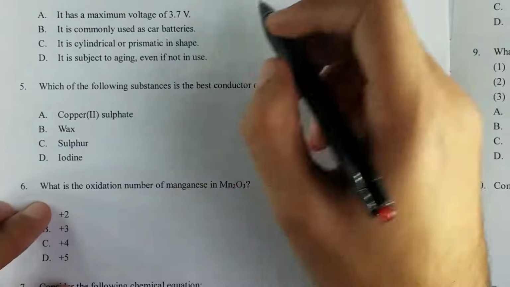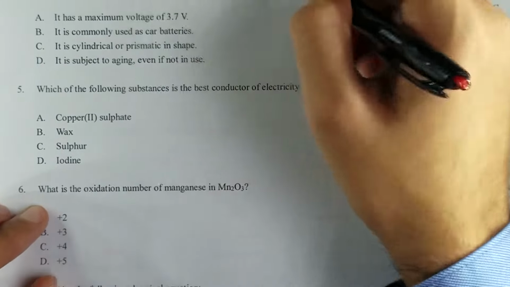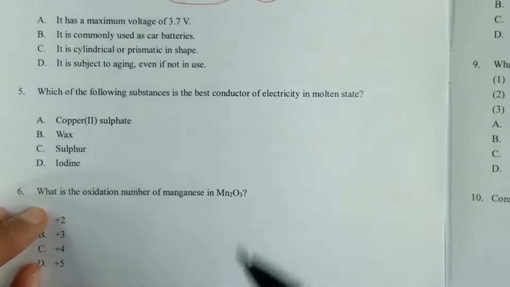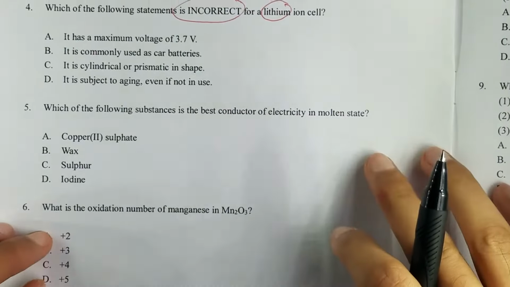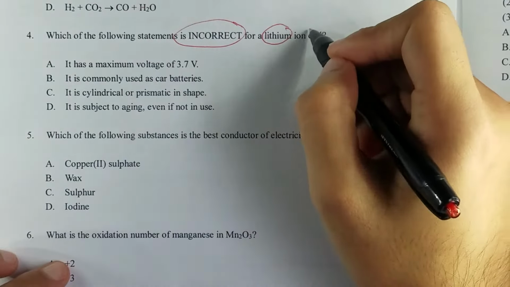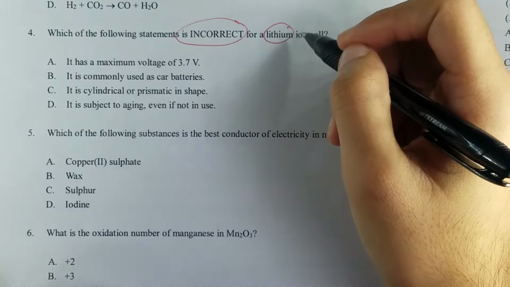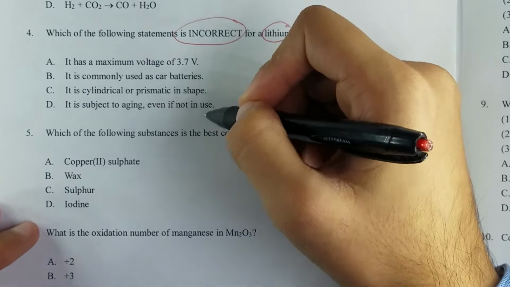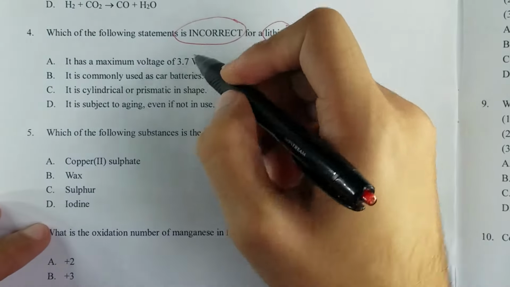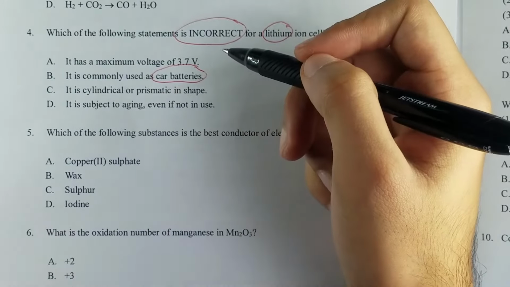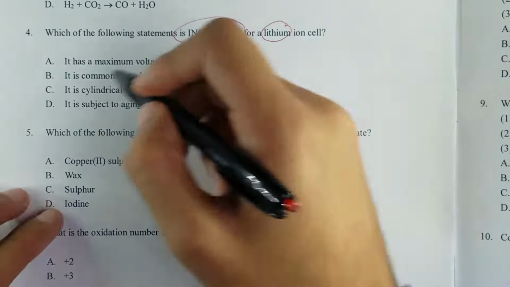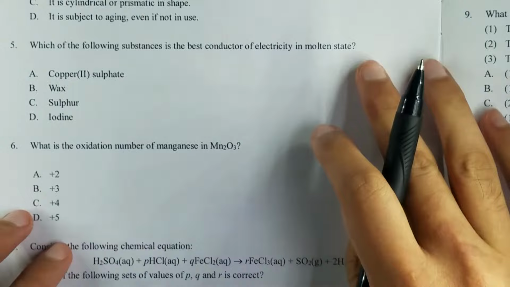Moving on to question 4. Which of the following is incorrect for the lithium ion cell? Now, there's nothing for me to explain because this one is memorization, but the obvious is that lithium ions are actually really, really small. So out of these 4 options, the only one that makes sense is that it cannot be used in car batteries because car batteries are generally really, really big. So therefore, the option will be B.